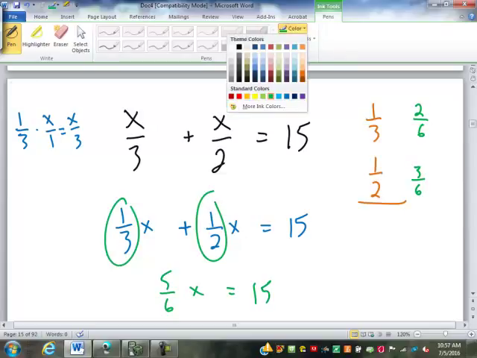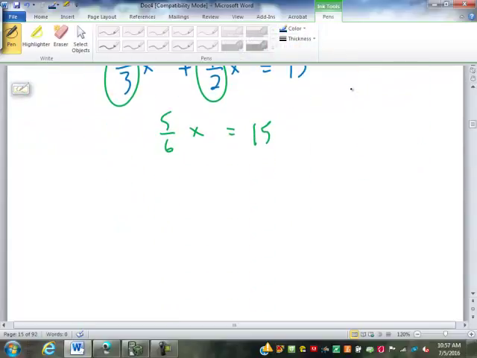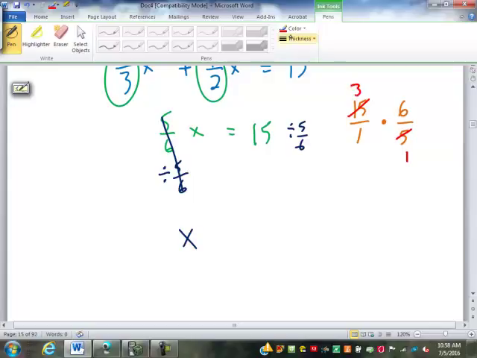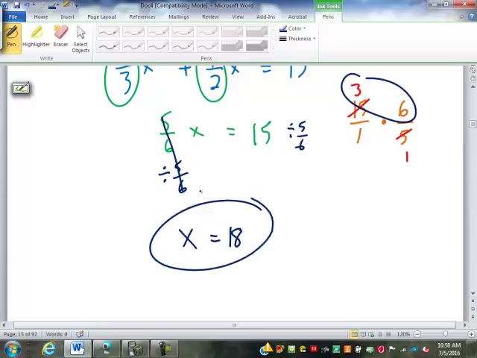Now what would we do? Well, x is being multiplied by 5/6, so we are going to divide by 5/6. Get x. Over here, this is going to become 15 over 1. To divide by 5/6, we're going to multiply by 6 over 5. Very good. Now we can cross cancel. The 15 and 5 gives me 1 and 3. 3 times 6 is 18. So x equals 18.